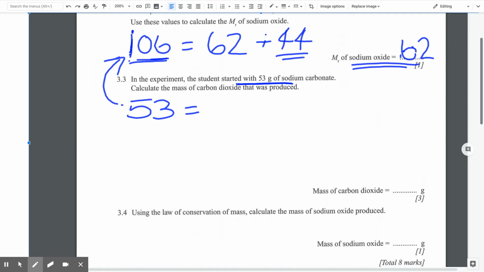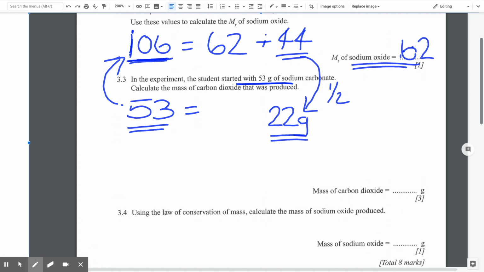So we know that if the RFM of 106 was for sodium carbonate and we had half as much mass, then using that same methodology, a ratio of a half would actually be the same for carbon dioxide as well. And so we would have half of the carbon dioxide produced. So we'd have 22 grams of carbon dioxide.